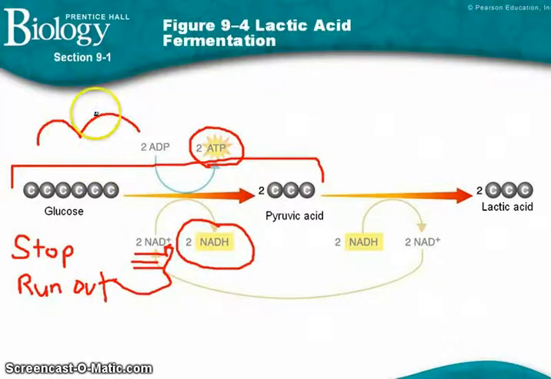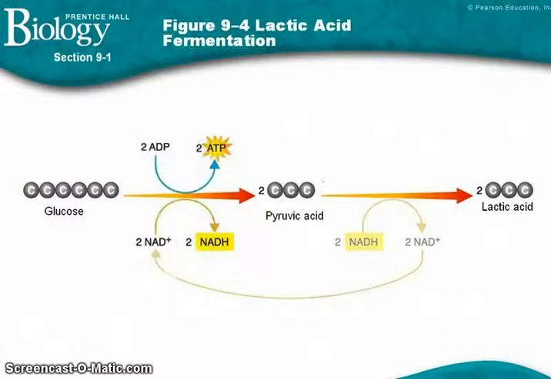You might think of plan A for your cells is burning glucose in the presence of oxygen. That's the preferred method. Plan B is breaking it down through glycolysis and getting our gain of 2 ATPs. And plan C is, well, what happens when glycolysis stops because we've run out of NAD+ molecules?